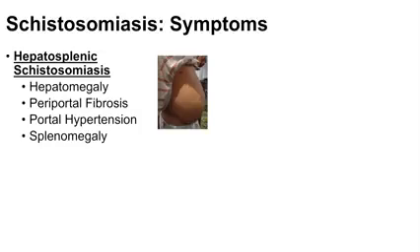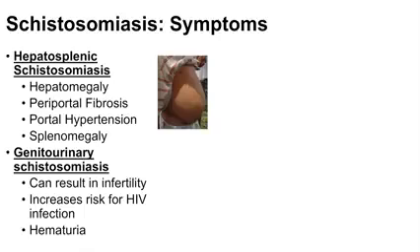One is hepatomegaly, so the liver enlarges in some of these patients. There can be periportal fibrosis. There can be portal hypertension. The portal hypertension is due to just an accumulation of these parasites within the portal system, leading to a buildup in the portal pressure. And the portal hypertension from the parasite burden can lead to splenomegaly due to a backup of venous return into the spleen. So we call this hepatosplenic schistosomiasis.